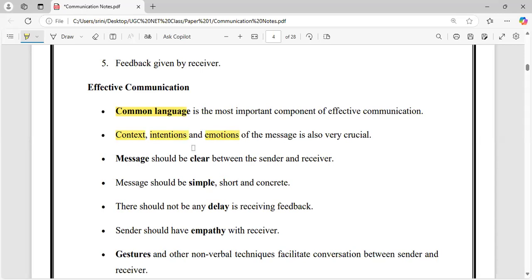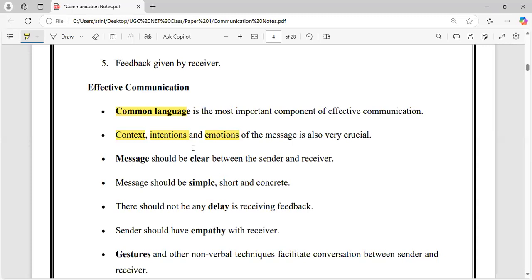Like if I take a class without any context, or also like my dialect, my volume level, and also flow of information. If my flow of information is the same, then students will fall asleep. So I have to change my dialect, raising my voice and lowering my voice, then make gestures. If I just stand like that in front of the students, they just ignore me and think of me as a wall, just standing. So context, intentions, and the emotions of the message are also very crucial.